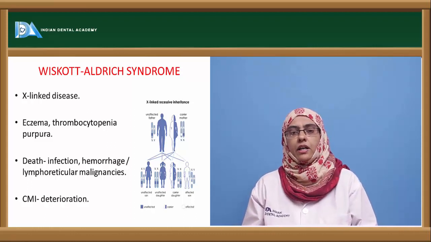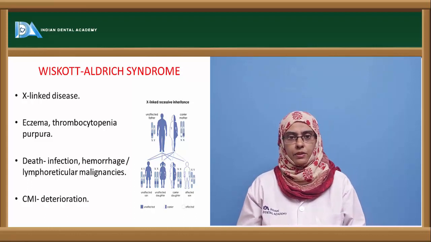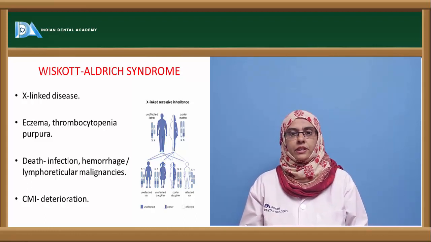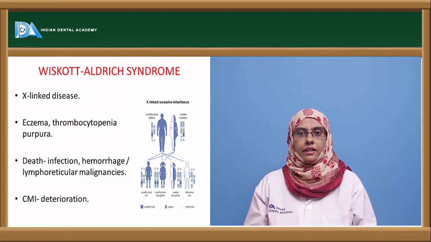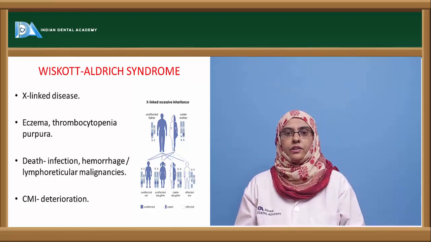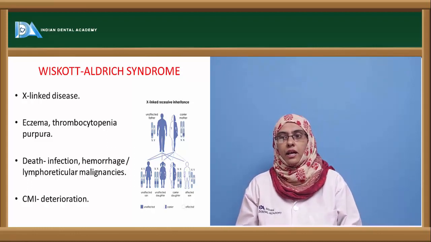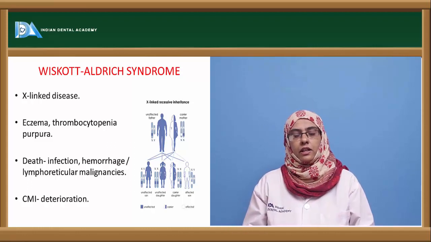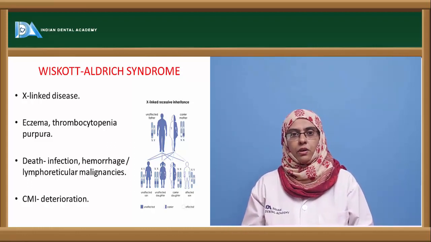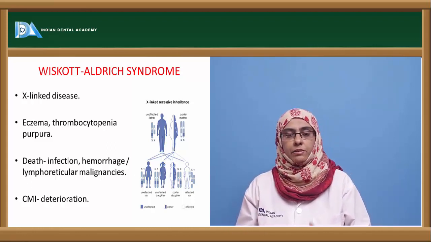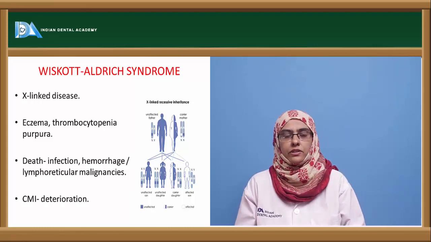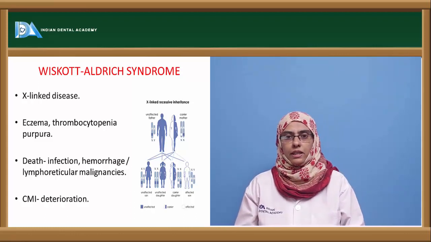feature of eczema and thrombocytopenic purpura. The male usually dies in the first decade of his life, and the death is due to infection or hemorrhage or lymphoreticular malignancies. The cellular humoral immune response is normal, that is, the production of IgM is very low, whereas the production of other classes of immunoglobulin is normal in nature.